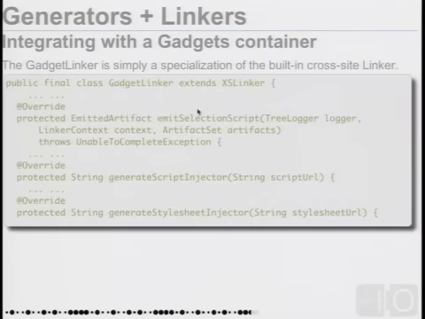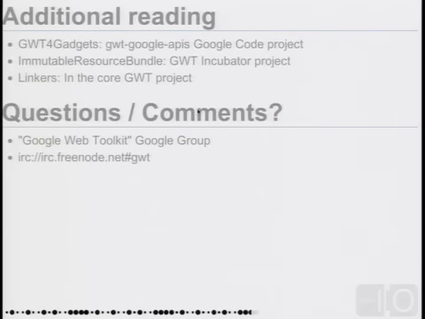Again, the gadget linker is actually simply a specialization of the built-in cross-site linker, but instead of rolling a nocache.js file, it rolls a nocache gadget.xml file. So it's almost the same. It's just a little bit different. The packaging, the naming is a little bit different.